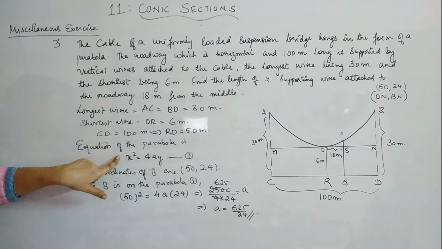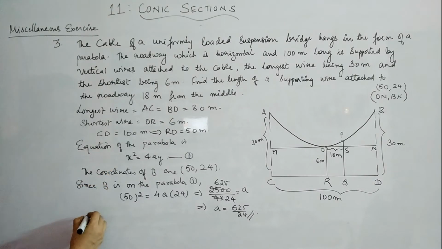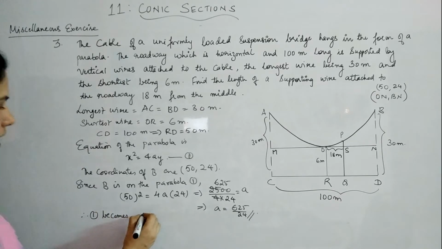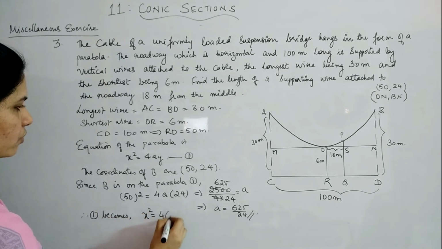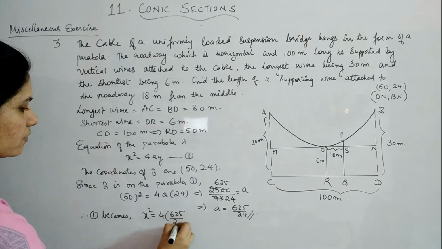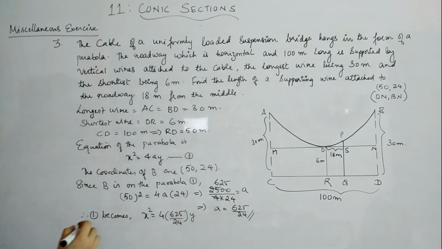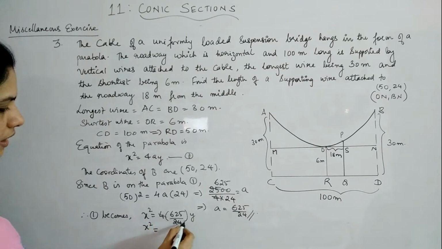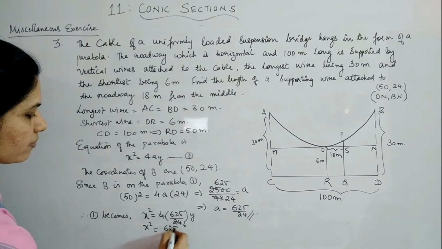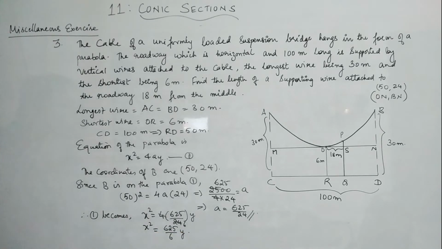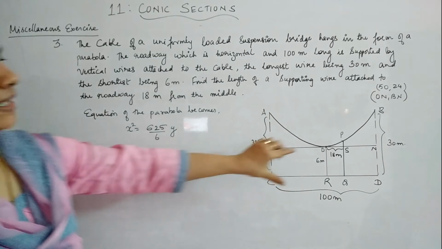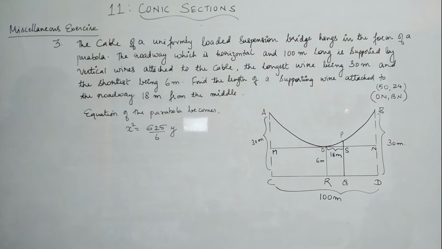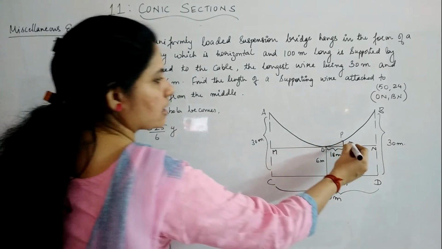Replacing this in equation number 1 will give you the equation of the parabola. Therefore the equation of the parabola becomes x square is equal to 4 into 625 by 24 into y. That is x square is equal to, here this will get cancelled, 625 by 6 into y. So this is now the equation of the parabola. Now let the length of the supporting wire be taken as h. That means PQ is taken as h.